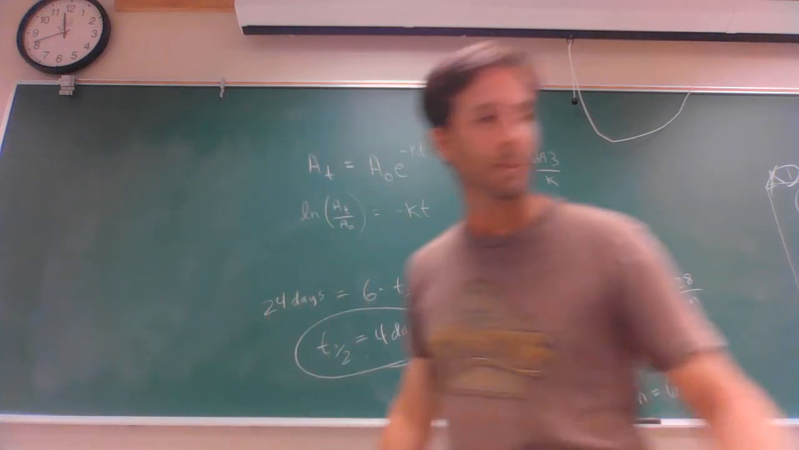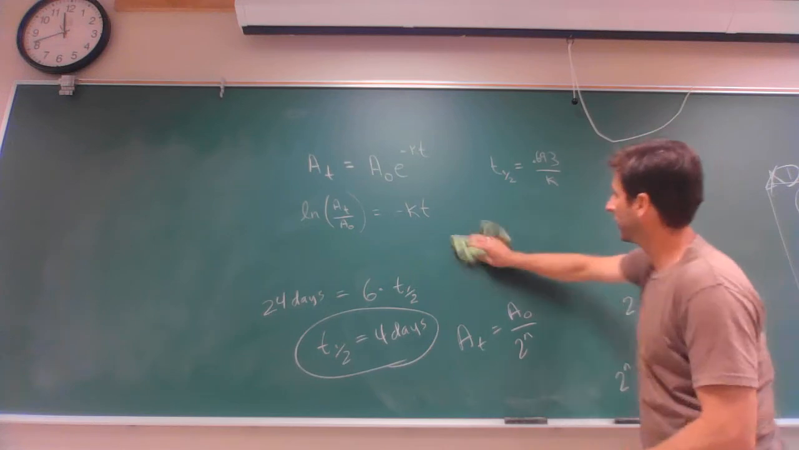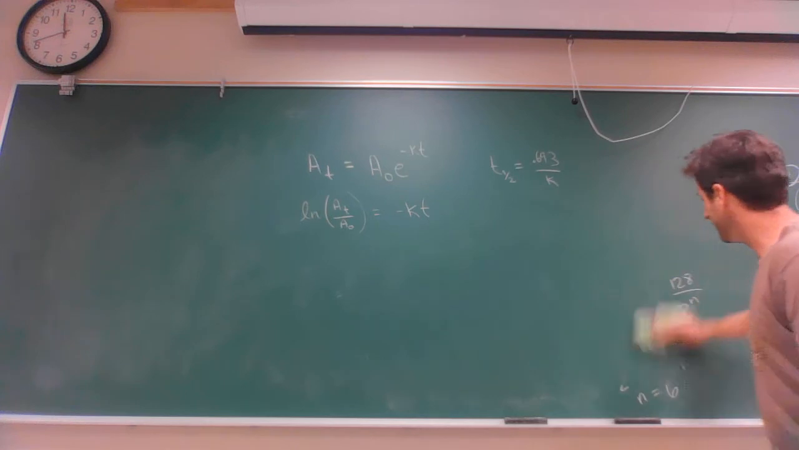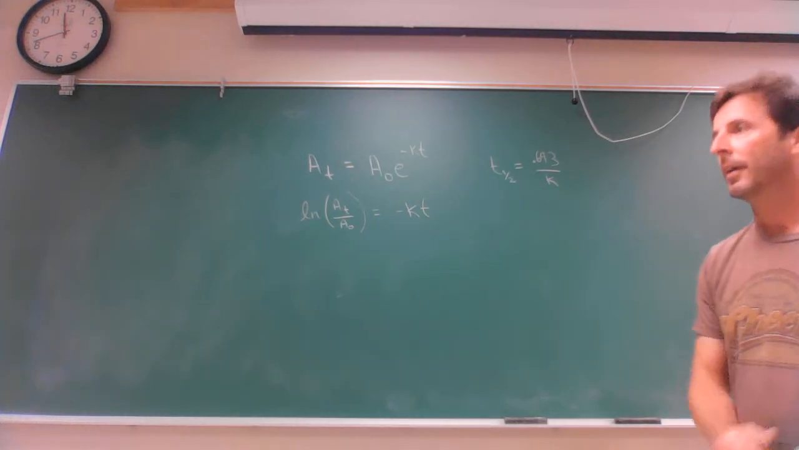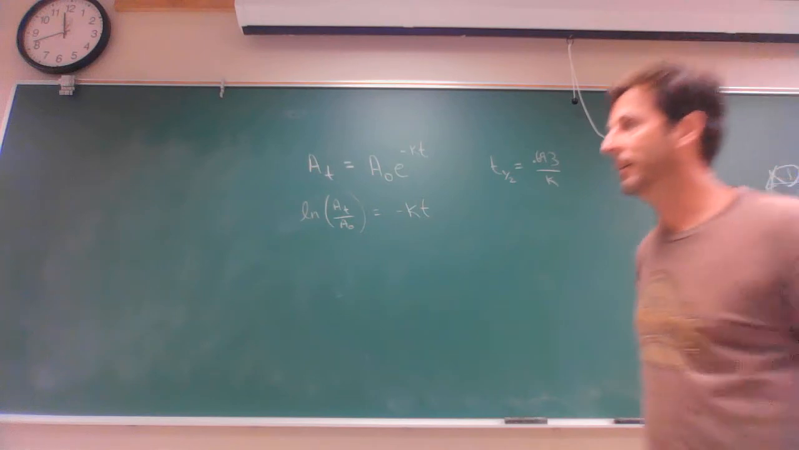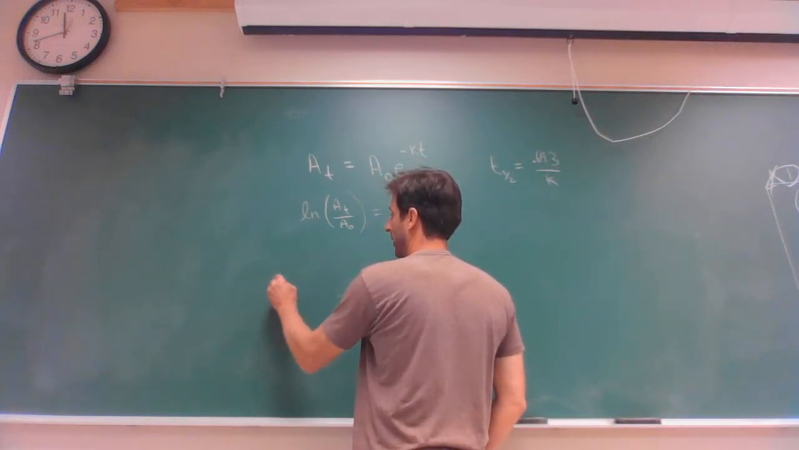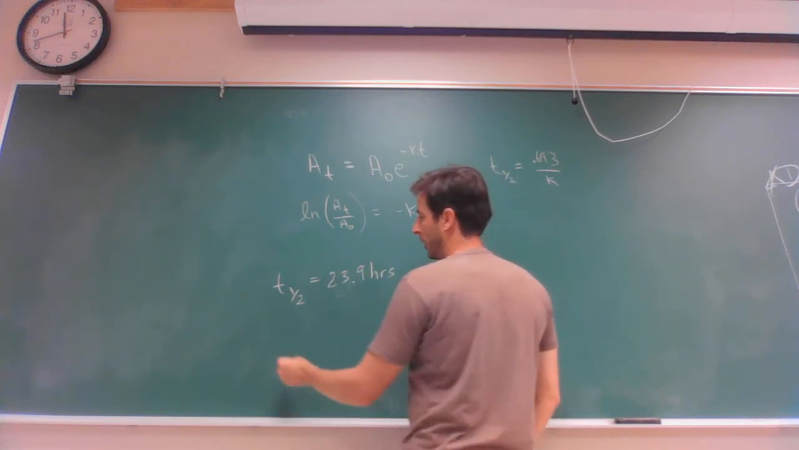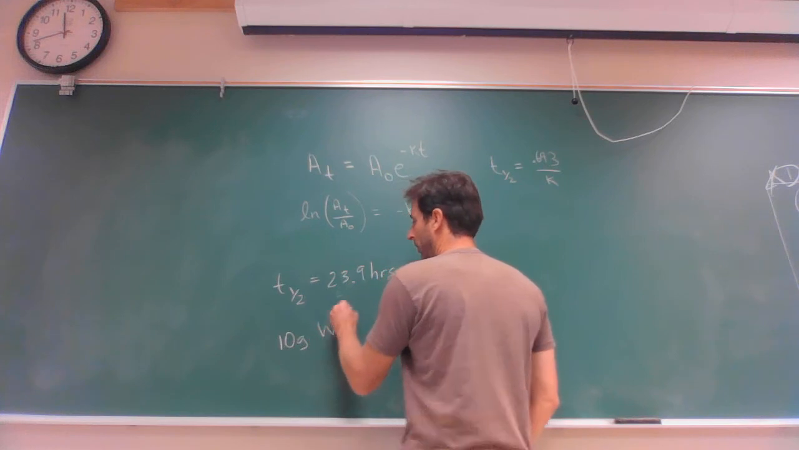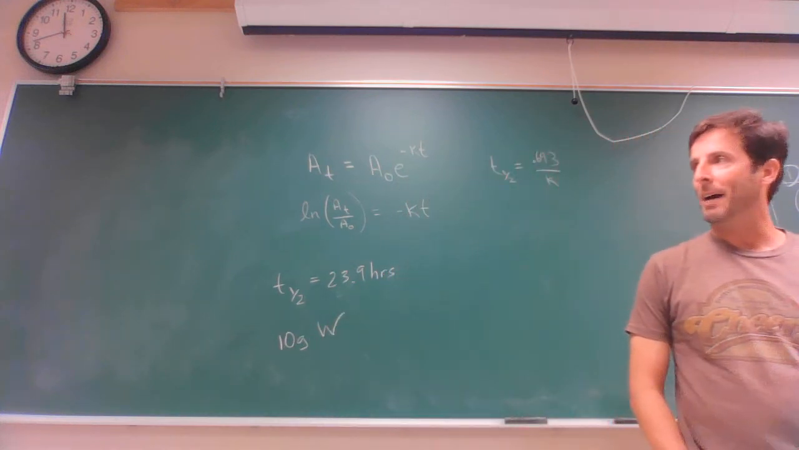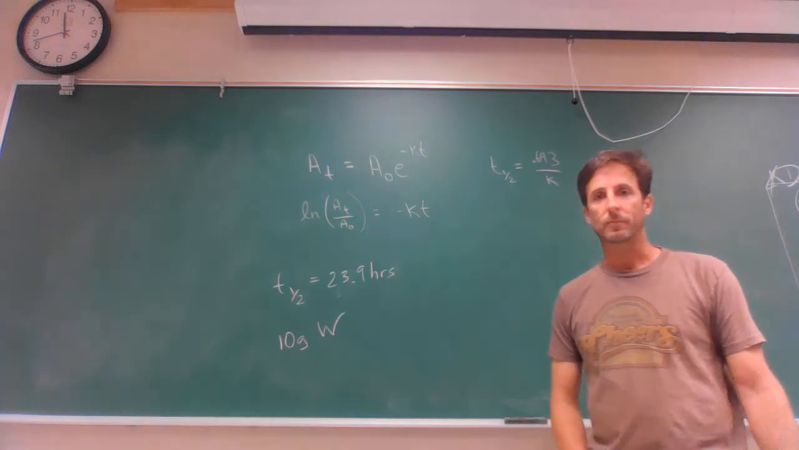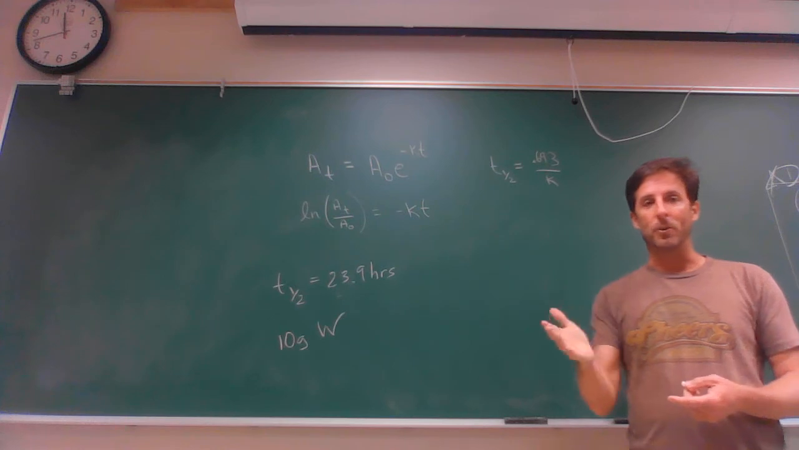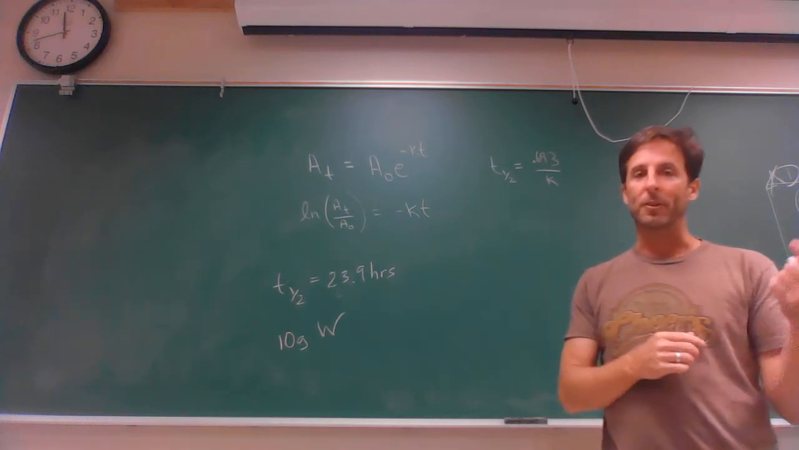All right, next problem. I have 10 grams of tungsten. The half-life is 23.9 hours. I have 10 grams of sample. So how much will I have left at the end of one day? Well, there's 2 ways to solve this problem. One is I can estimate it and get a pretty close answer, or I can plug everything in and get the proper answer.